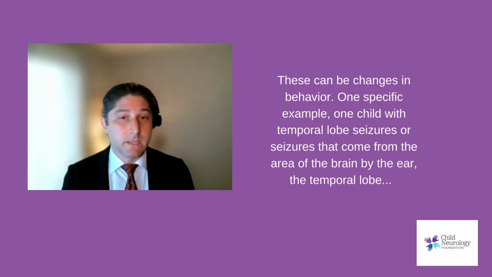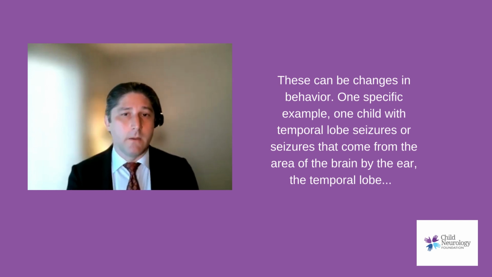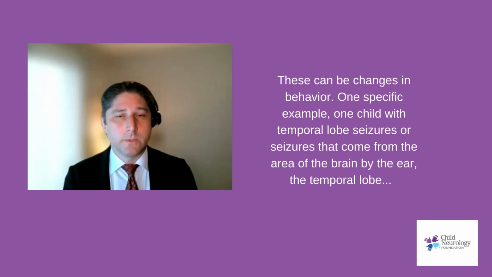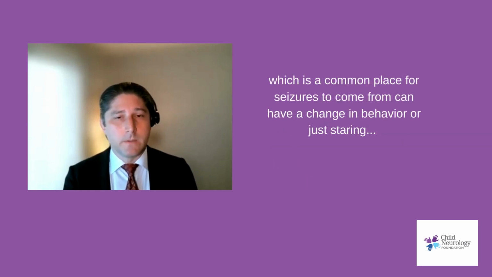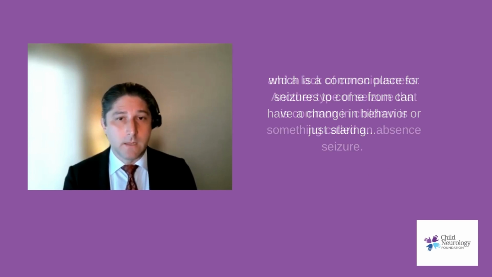One specific example, a child with temporal lobe seizures, or seizures that come from the area of the brain here by the ear, the temporal lobe, which is a common place for seizures to come from, can have a change in behavior or just staring and a lapse of consciousness.